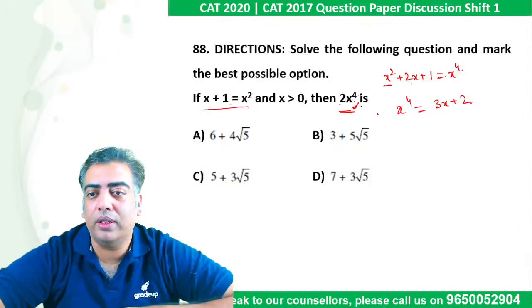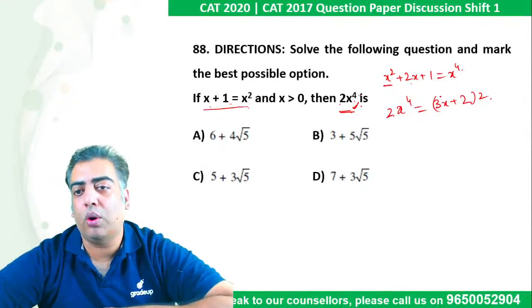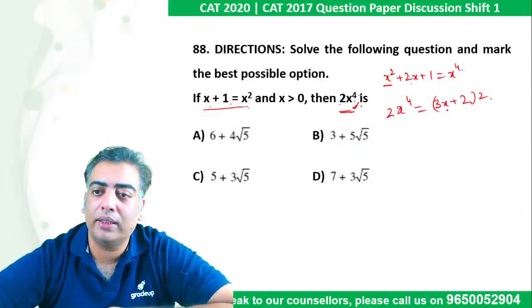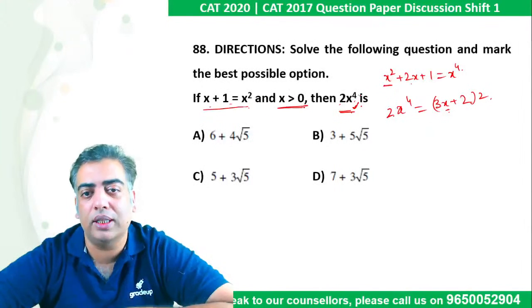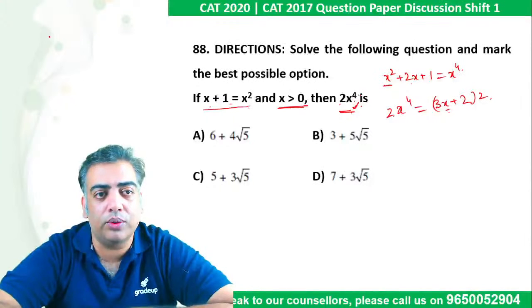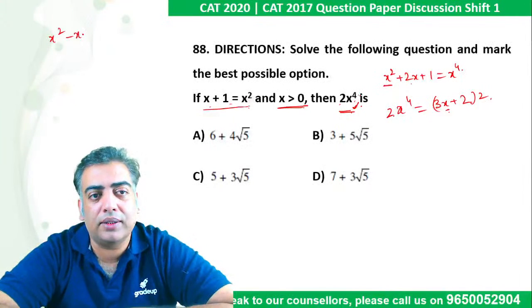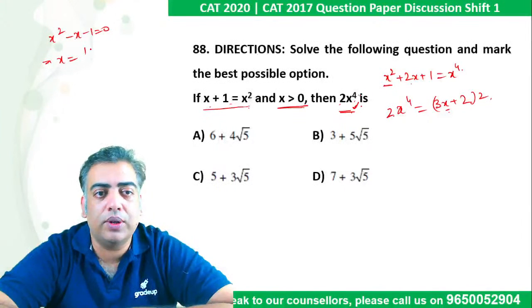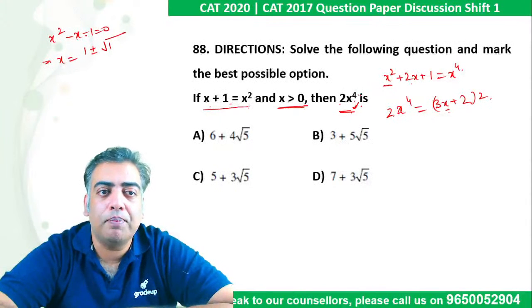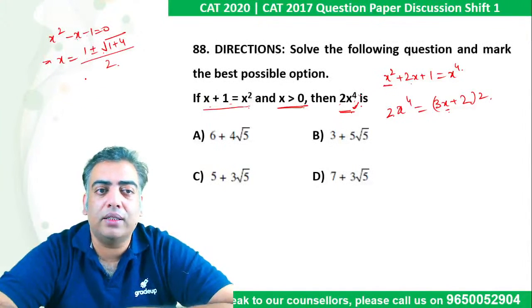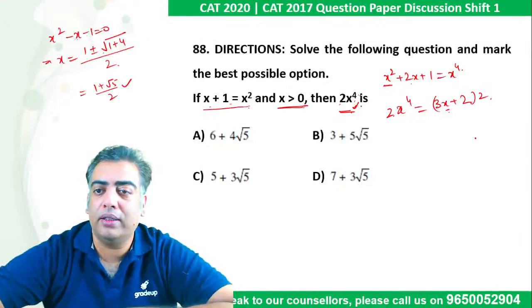As we are required value of 2x raised to power 4, so multiply both sides by 2. Now in order to find our final answer, we are required the value of x, which is given to me as more than 0. Now let's solve this quadratic equation. X square minus x minus 1 is 0. So x comes out to be minus b, which is 1, plus minus under the root b square, which is 1, minus 4ac, which is plus 4 upon 2. Because x is greater than 0, so x must be 1 plus root 5 upon 2. So put this value here.